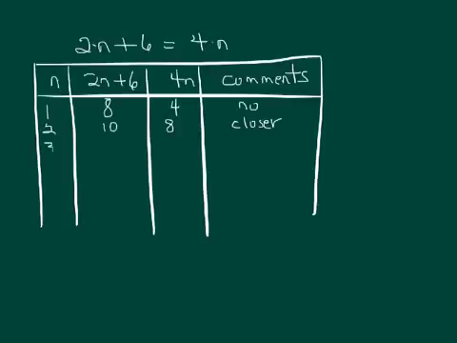So let's try 3. 2 times 3 is 6. 6 plus 6 is 12. 4 times 3 is 12. Yay, we found it. Okay. So again, we used a chart and we used guess and check to find our answer.